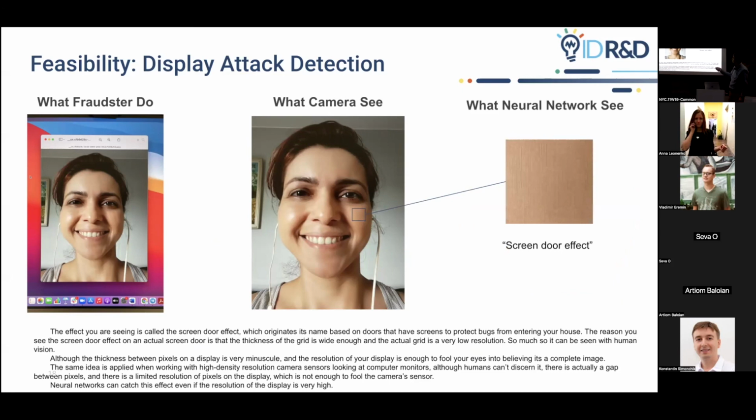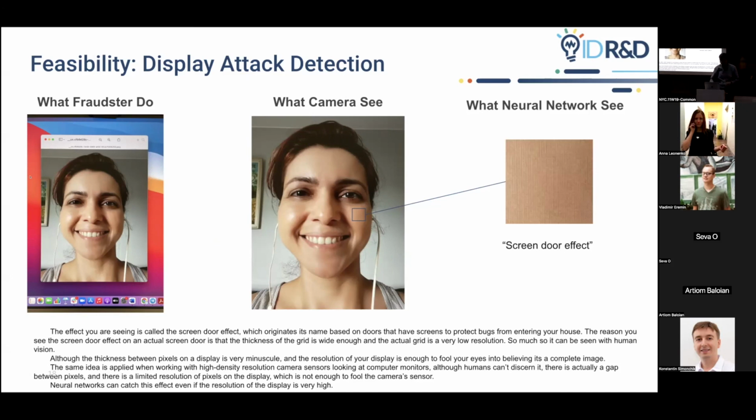we can see an effect called the screen door effect. The screen door effect is the effect when the matrix of the camera has pixels and the screen has pixels. So these are two structures that provide interference. In the frequency domain, it is visible, the so-called screen door effect.